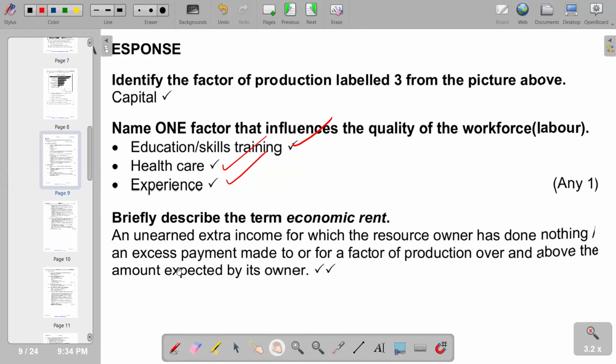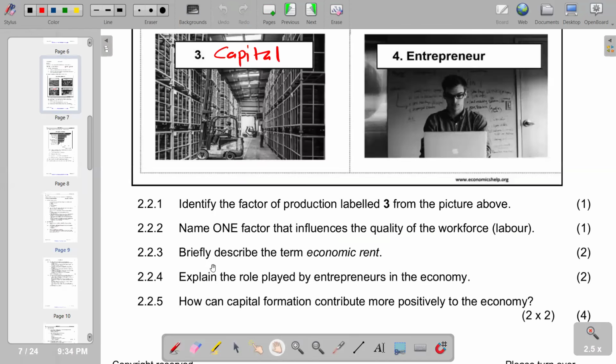So moving on to the next question that we have. Explain the role played by entrepreneurs in the economy. So what is the role that is played by entrepreneurs in the economy? Remember, entrepreneurs are the individuals that are operating their own business, that have taken the initiative to start their own businesses. So what is the role that they play?